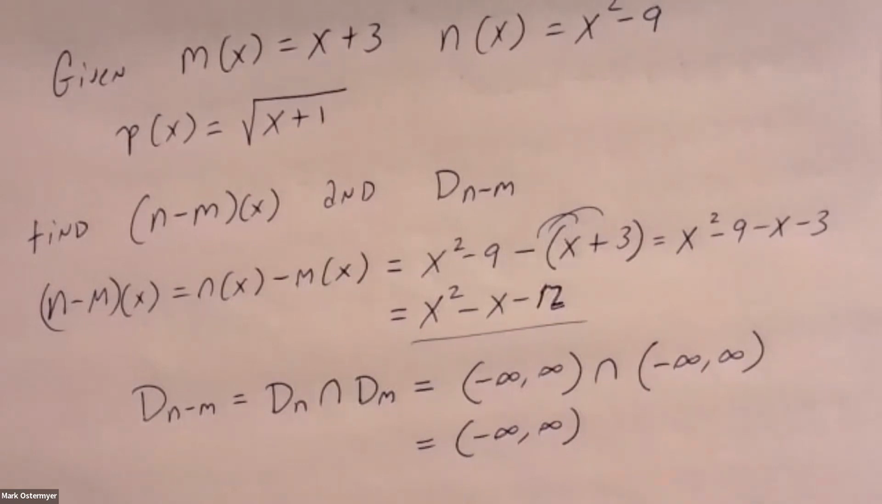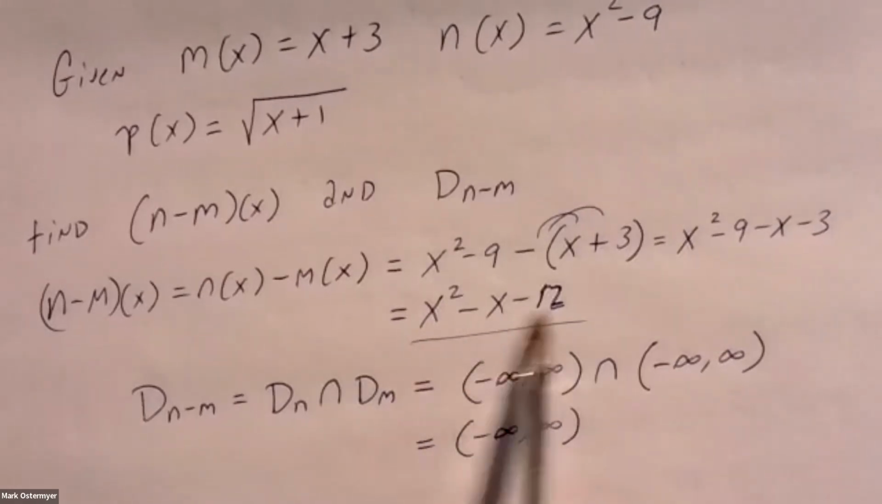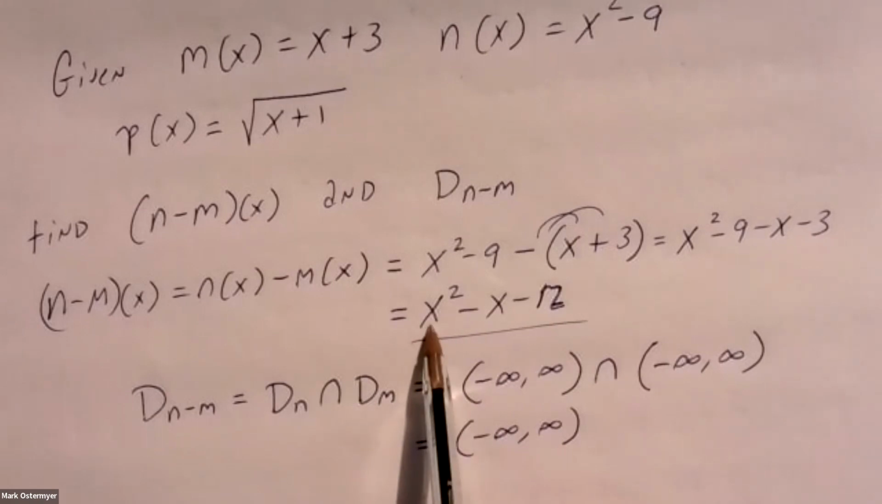So it looks like this new function n minus m of x is defined for any real number. It doesn't matter what number you put in for x, you will always have a defined real number output value. Okay.